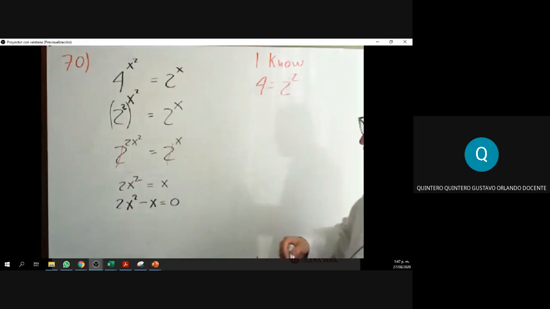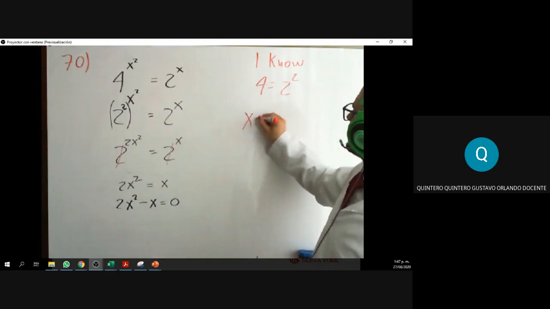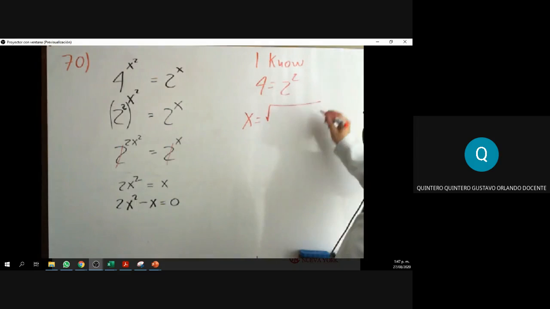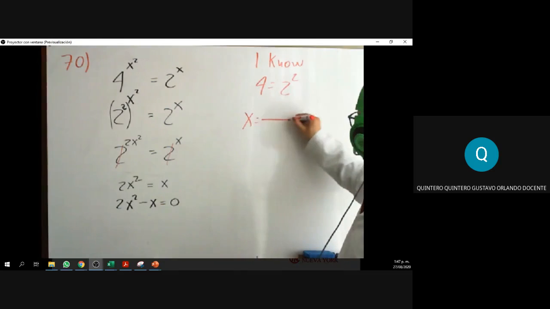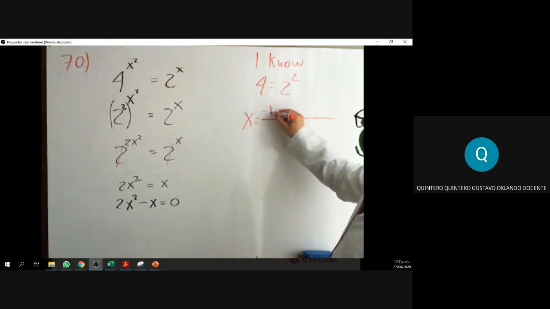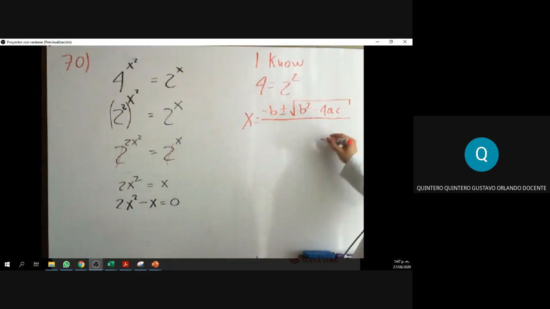Did you guys remember that one or not? Let me write it here. Quadratic formula. This is x equals and then a big line, right? This is negative b plus or minus the square root of b squared, minus 4ac, and all of that over 2a, right?